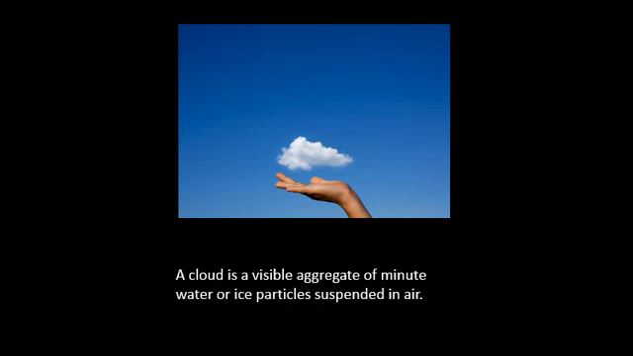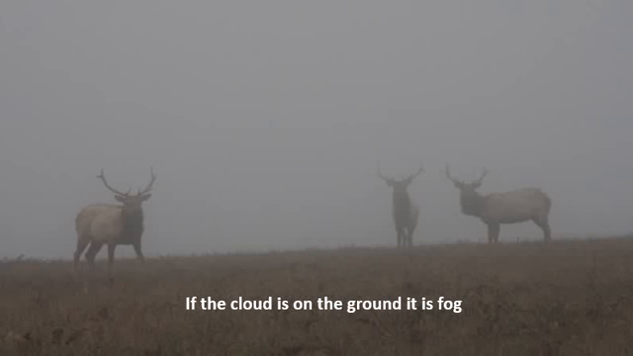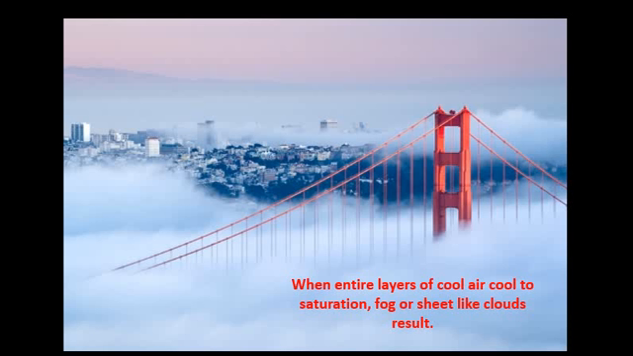A cloud is a visible aggregate of minute water or ice particles suspended in air. This cloud is probably water particles instead of ice particles. The upper altitudes, like cirrus clouds, way, way up, are composed of ice particles. If a cloud is on the ground, it's called fog. Those guys can barely see.